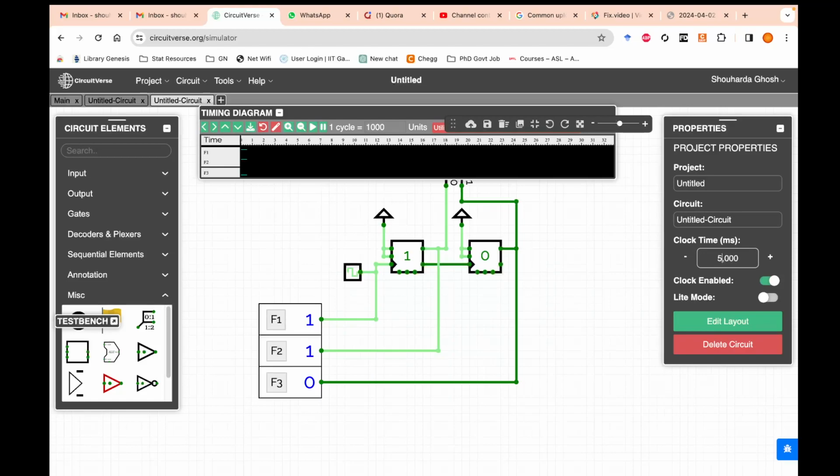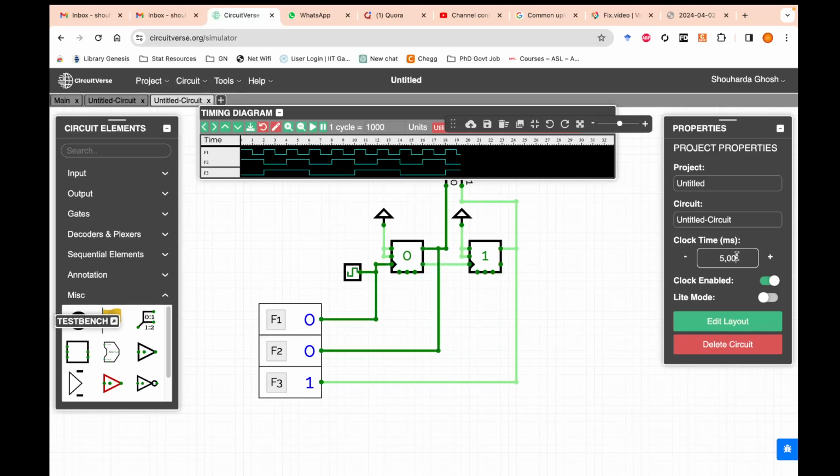As you can see over here, let me make it a bit fast, and then I shall slow it down. Okay, so let this undergo a few cycles, and then it will be easier for me to explain to you how it works.